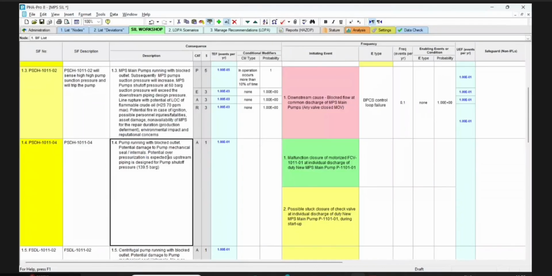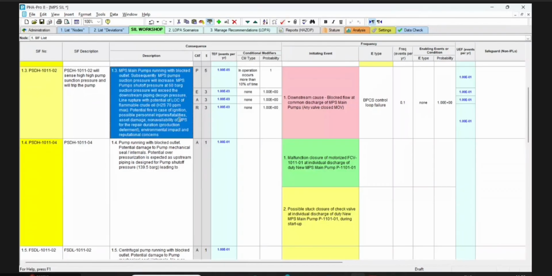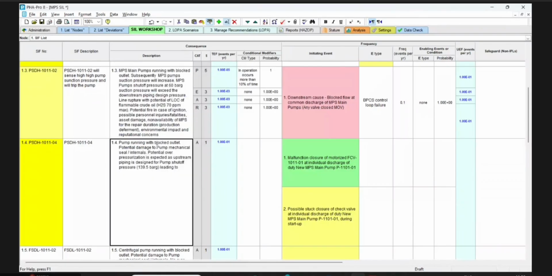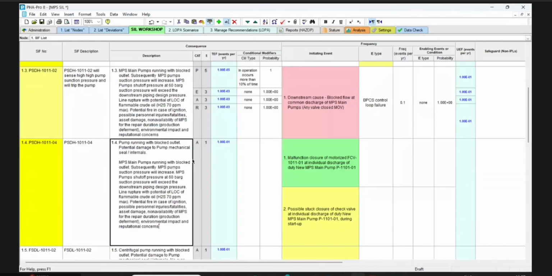Guys, potential overpressure is expected at upstream; design pressure is full shut-off pressure, right? If the suction pressure is more than 60 bar, copy the same. Yeah, I think I will copy, and please correct me. Okay, right. The MPS pump suction pressure will increase. Pump shut-off pressure will, okay, suction pressure will exceed the STVS. This is correct. So then I will put the same scenario here.